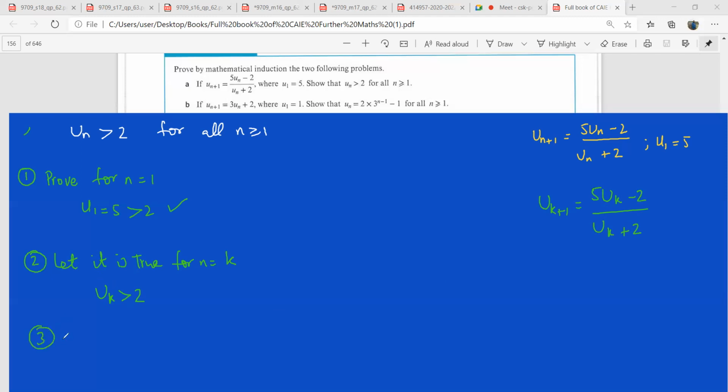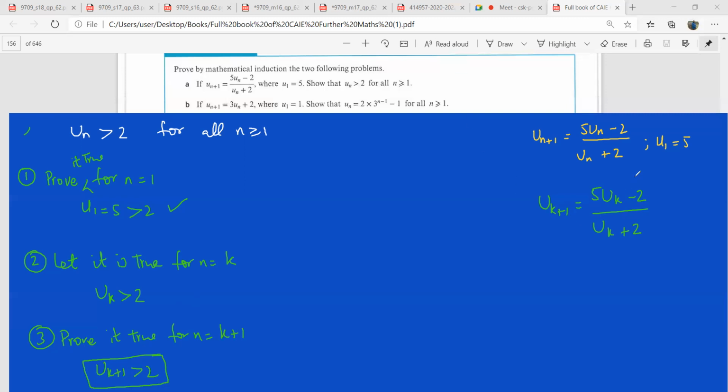Next, we have to prove it true for n equal to k plus 1. So basically we have to prove that uk plus 1 is more than 2. This is where you have to show how smart you are mathematically. You have to show your algebraic skills, in fact, here.